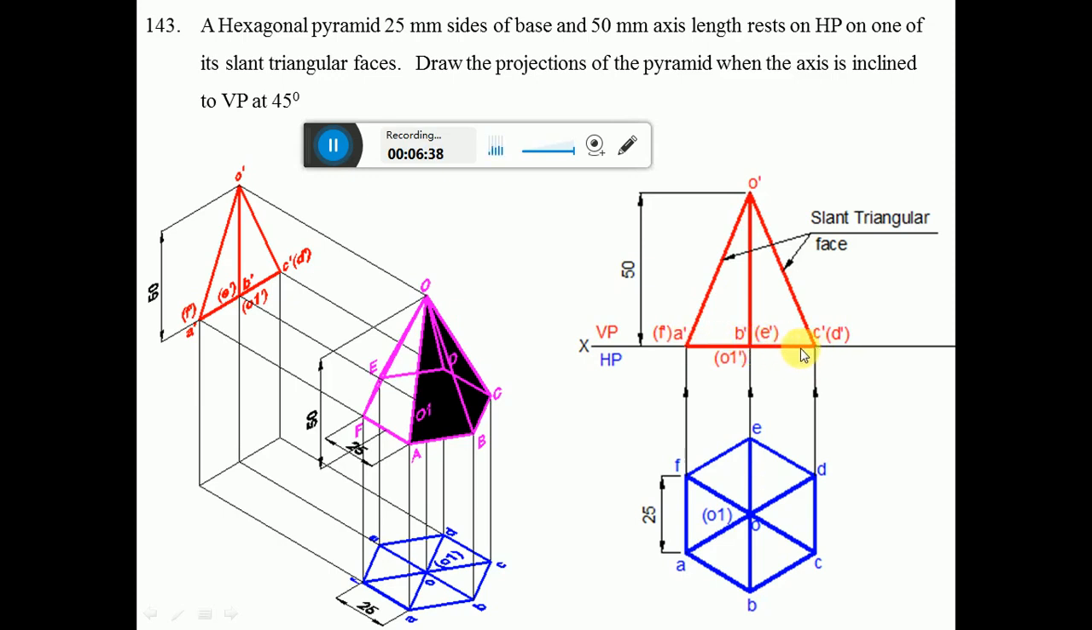So we have two triangular faces when you look from the top view. OCD is one triangular face. Similarly, OAF is one more triangular face. So we have two triangular faces here, that is O dash, C dash, D dash, and O dash, A dash, F dash. So it is resting on one of the slant triangular faces.